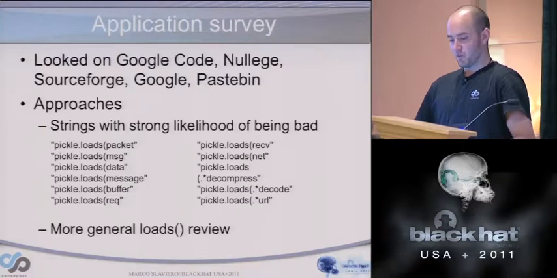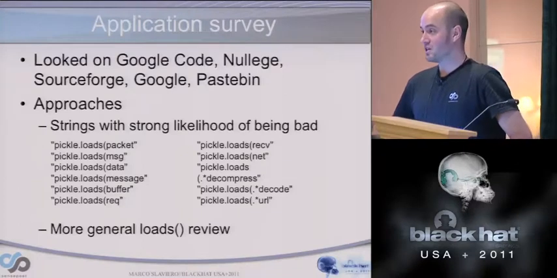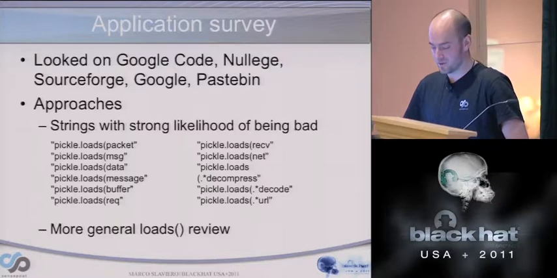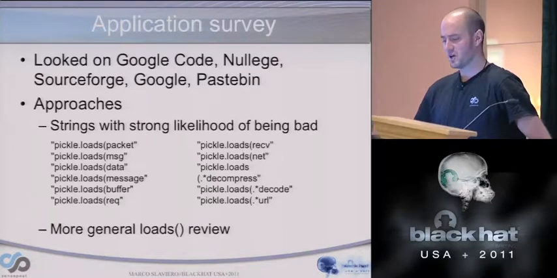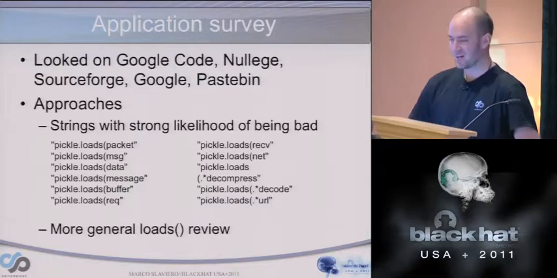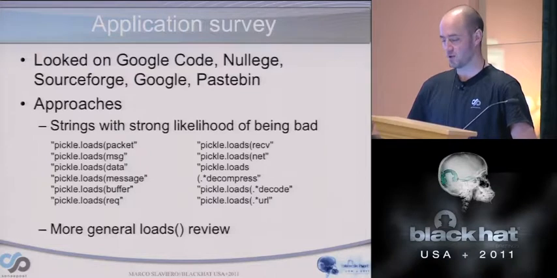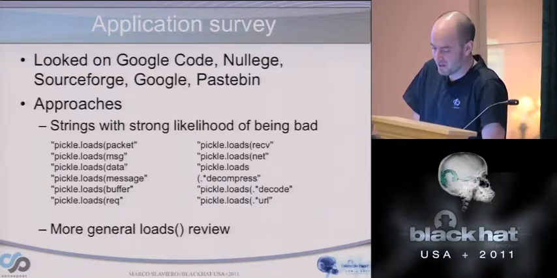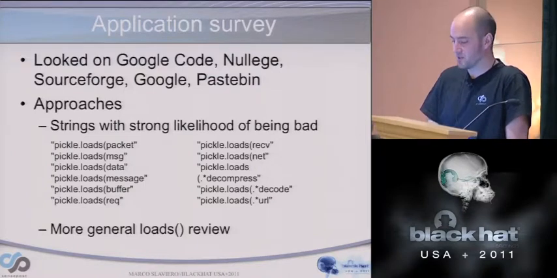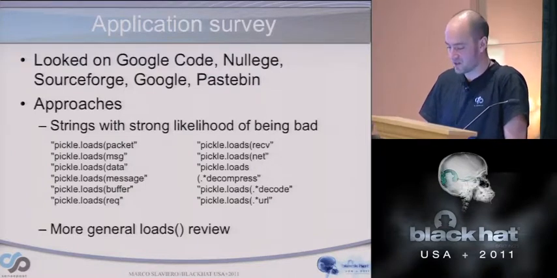Okay, so with this, we then went for a survey to find as many bugs as we could find. We looked at a few places: Google Code, Knowledge, SourceForge, Google itself, Pastebin, and so on. Basically, you're searching for bad calls. Bad calls can be obvious things like pickle.loads on a packet, but it could also be in combination with the decode and decompress and so on.